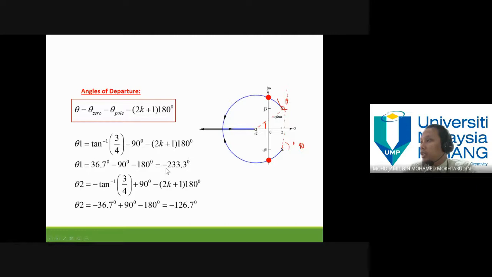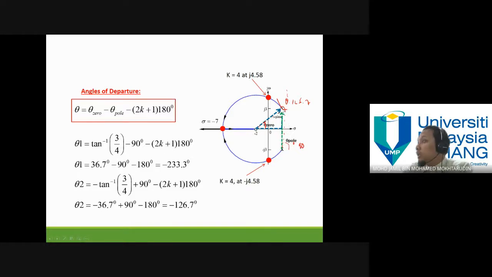So you get negative 233.3 degrees. So this is measured negative, meaning that it is measured from here, the negative x-axis. So you take the positive part, so it will become 126.7. Okay. So the angle for the bottom poles is also the same as the top one, because it's symmetric about the real axis.